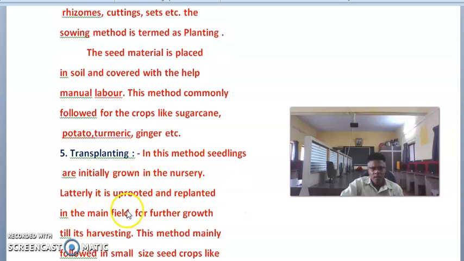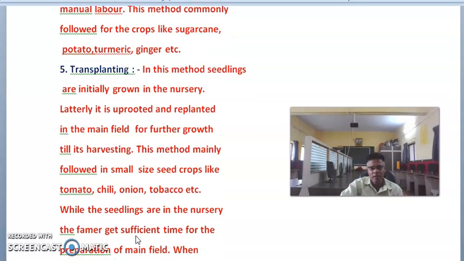In this method, seedlings are initially grown in a nursery and later uprooted and replanted into the main field for further growth till harvesting, and this method is generally known as transplanting. Seeds which are small in size are not convenient to sow into the main field. That time seedlings are prepared in a nursery and after that transplanted into the main field. This is known as transplanting.